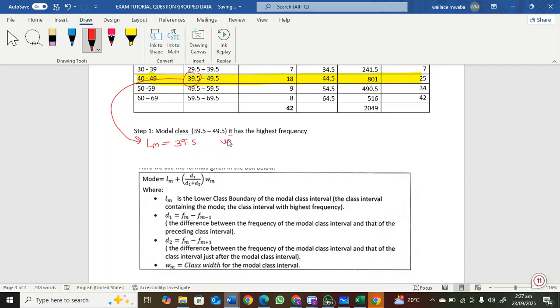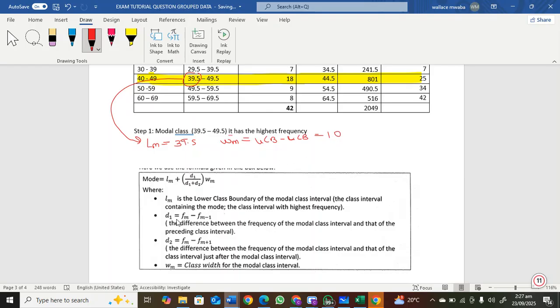Class width, WM, as always, is the upper class boundary minus the lower class boundary, which equals 10. It's the same class width we got earlier on. 49.5 minus 39.5 gives you 10. That's how you get your class width, just upper class boundary minus lower class boundary.